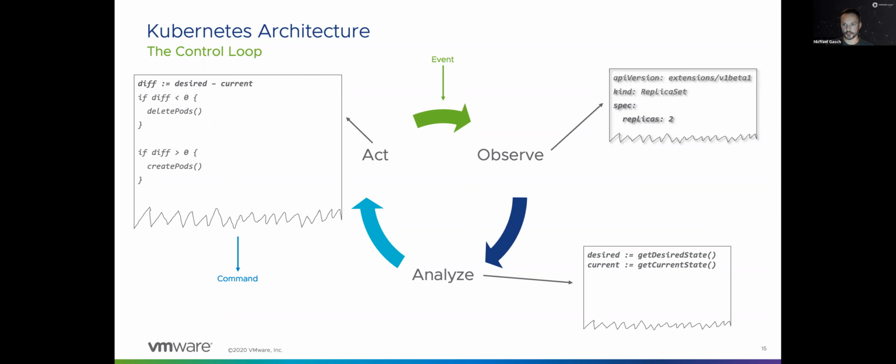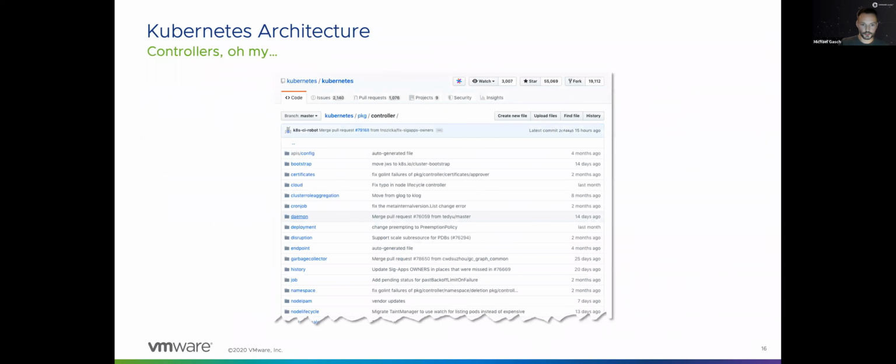Yeah, the replica set controller. Speaking of which, that's a nice transition. If you look inside Kubernetes, there's this folder package controller. And inside there, you will find for most of the objects, actual controllers. So for daemon sets, there's a daemon set controller. For cron jobs, there's a cron job controller, and so on.